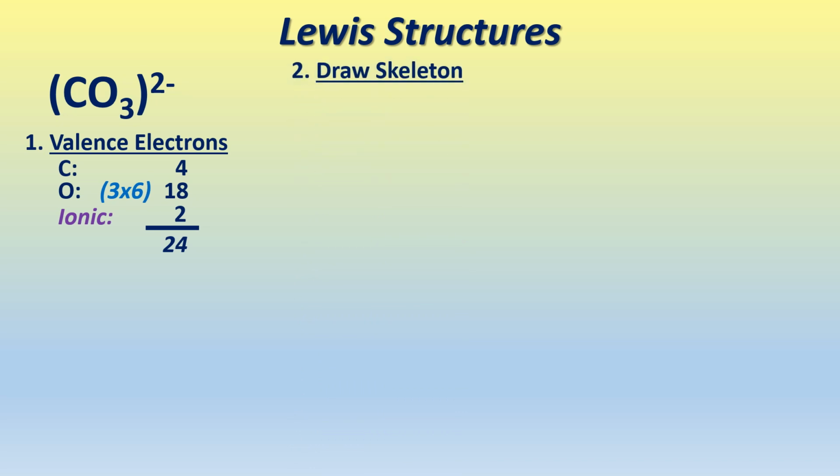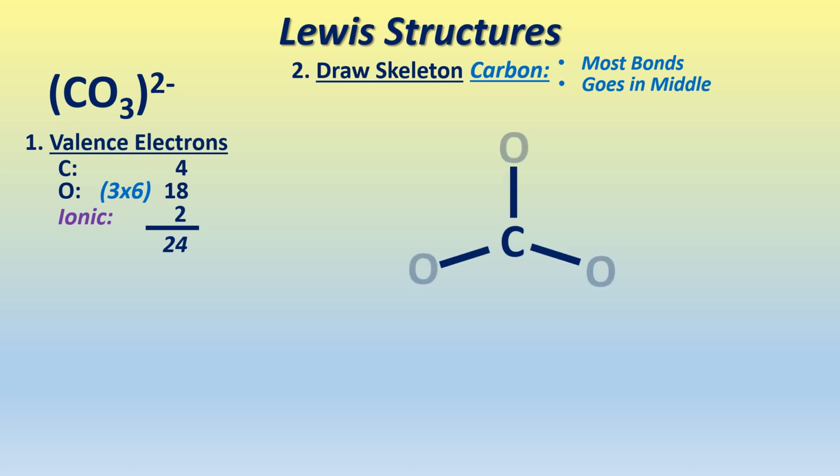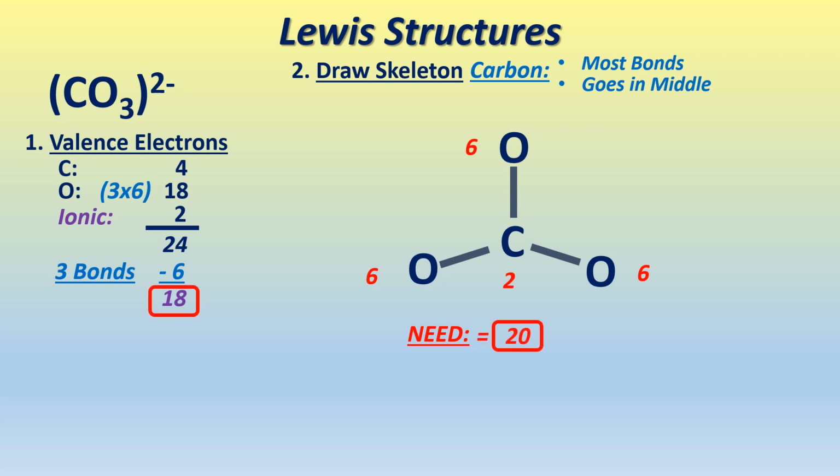For the skeleton, carbon can make up to 4 bonds. But in this case, it only needs, for starters, to make 3, 1 to each oxygen. That takes care of 6 electrons, leaving me with 18. However, I need 20, as each oxygen needs 6 and carbon still needs 2. I am now 2 electrons short, which means I will add another bond, leaving me with 16 electrons.